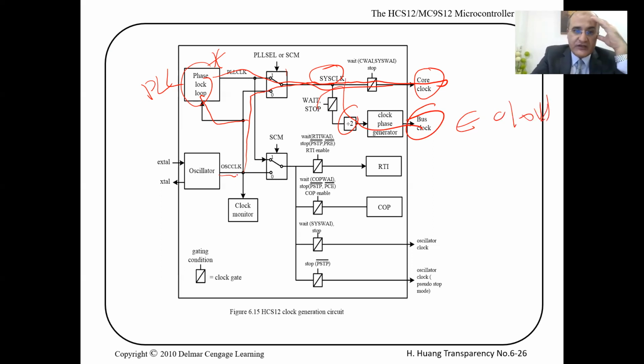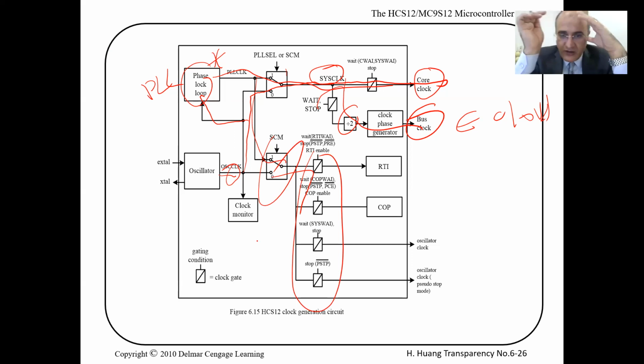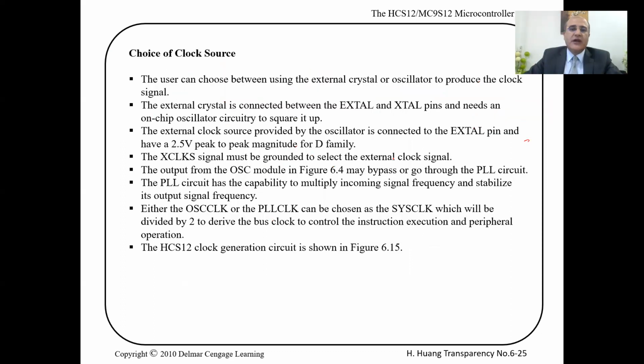Now, either the oscillator clock or the PLL clock can be used to run several logic units within the CPU. Some of them not. Some of them use the oscillator, like the RTI. It uses the oscillator clock directly. It doesn't use the multiplied version of it. Okay, and we talked about this, the external clock. We can get an external clock.